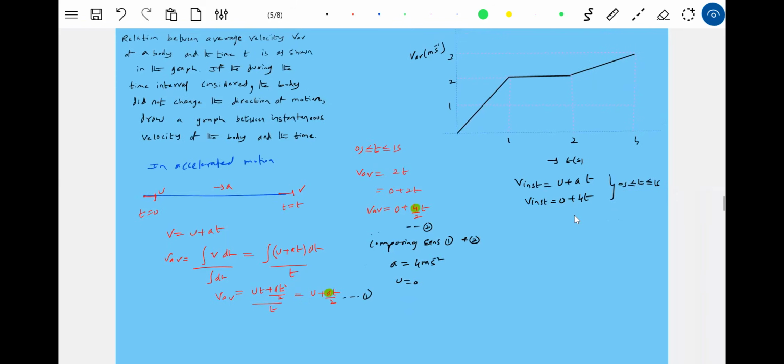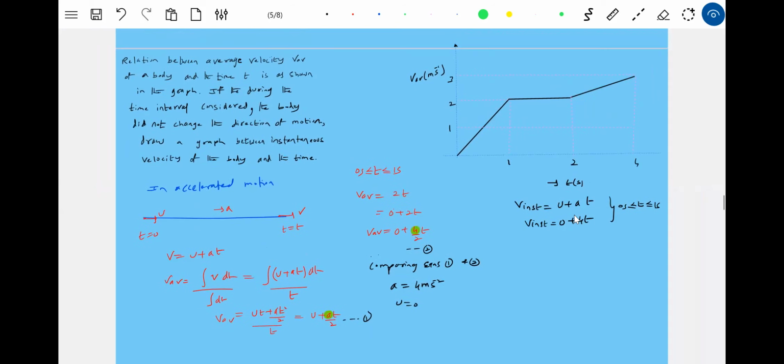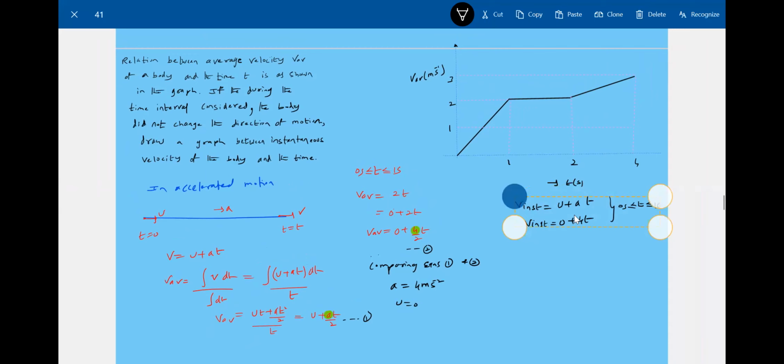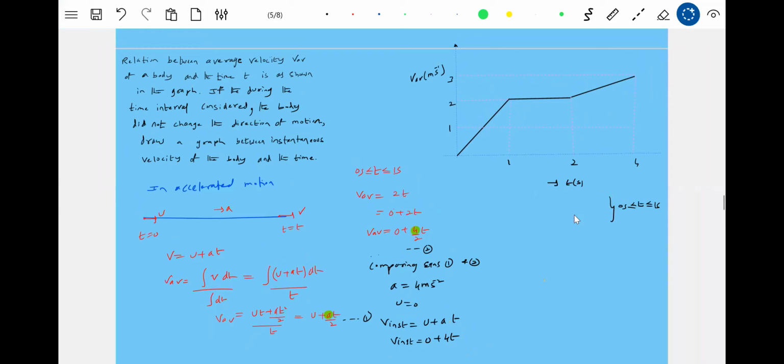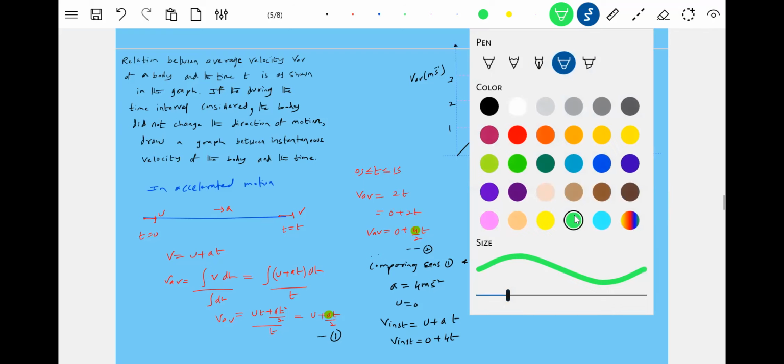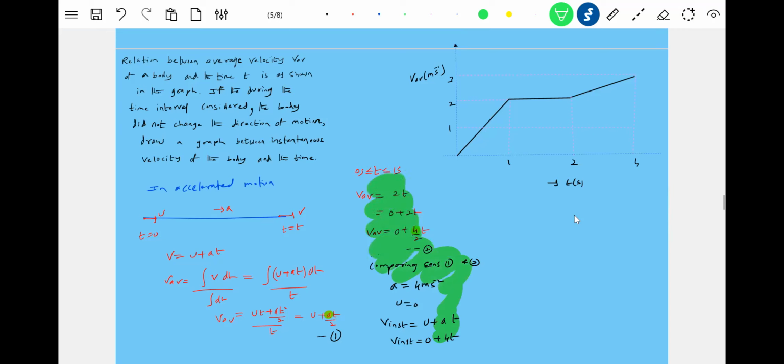I'll do one thing. Everything, let me bring it at one place. What all we discussed for t equal to 1 second. Okay, that's for the interval 0 to 1 second. So for the interval 0 to 1 second, we have this much of our data. I'll shade it. So we can plot the graph in the end.